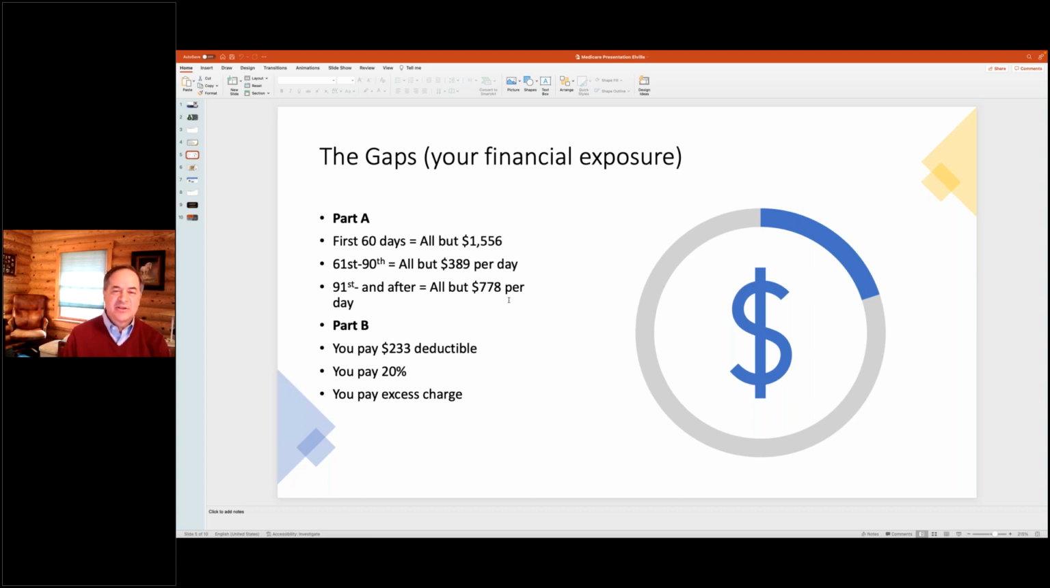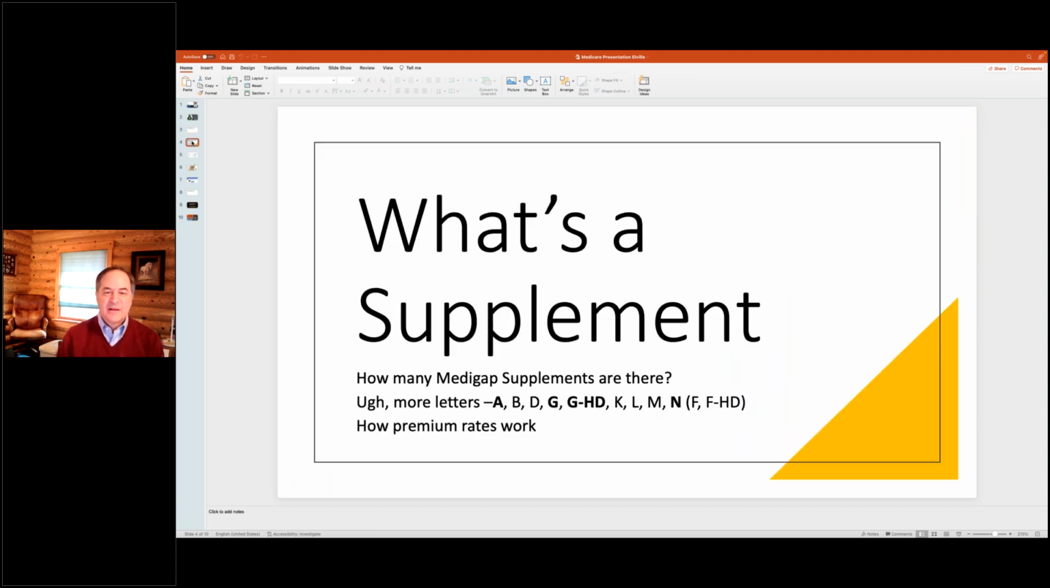You pay an excess charge. Now, if you have a plan, and just to make things thoroughly confusing, there are 11 different possible plans. It says here, what's a supplement? You'll see that it has lots of different possible plans. Now, we talked about parts A and B, but these are plans. Plans and parts are not the same thing. There's plan A, B, D, G, G high deductible, K, L, M, N, F, and F high deductible.